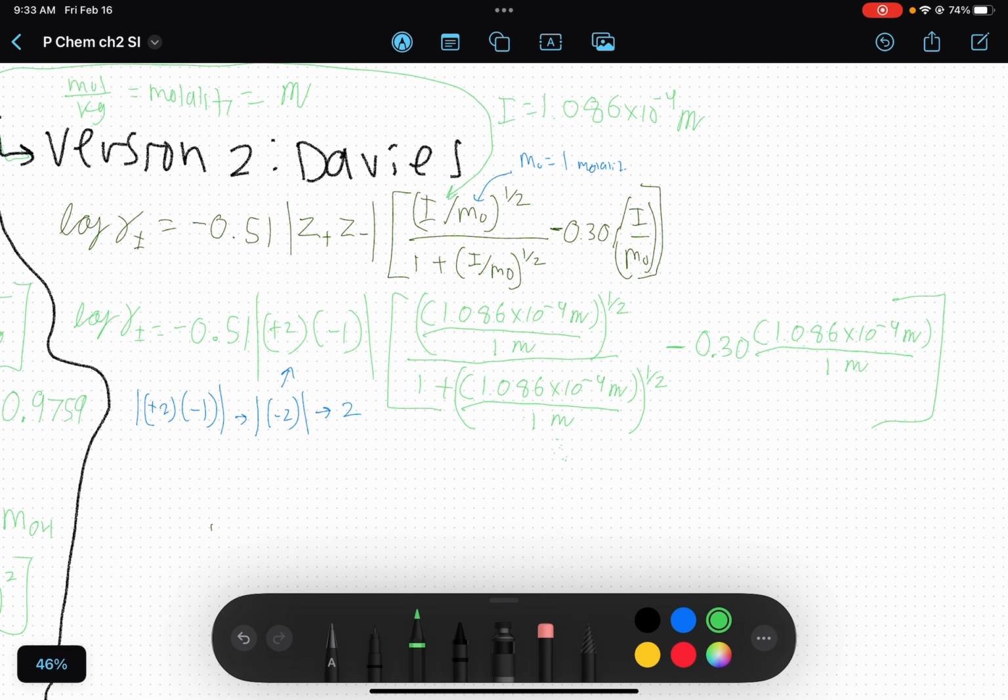And that's it all fully written out. So let's work on simplifying that. Plus minus. Negative 0.51 times 2. And then I'm going to need to plug this in.